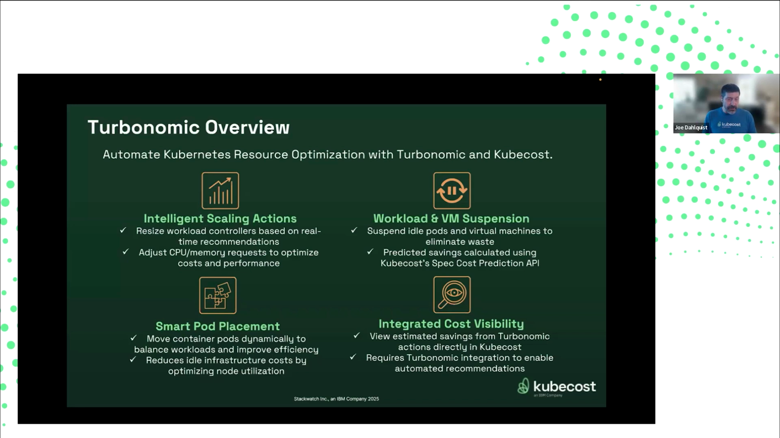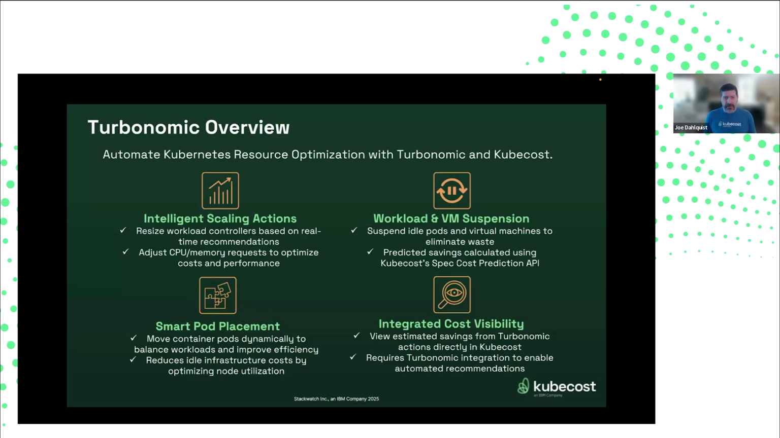Another is the ability to place pods in a more informed and intelligent manner to dynamically balance workloads, improve efficiency, reduce costs associated with them, and also reduce idle infrastructure costs by optimizing nodes and the utilization of those nodes by teaming the two solutions together. Last but not least, being able to get all of that visibility in one place, right? To view the savings from Turbonomic actions right within the Kubecost UI.